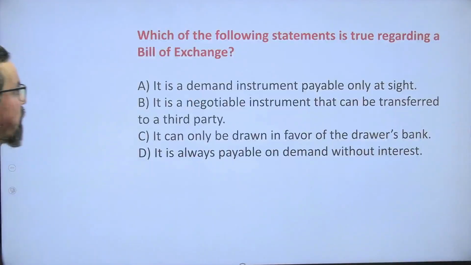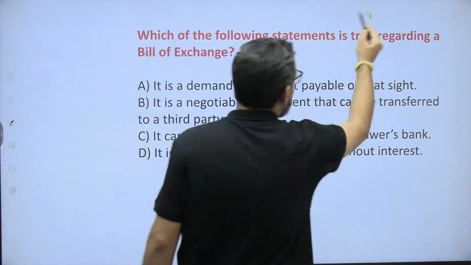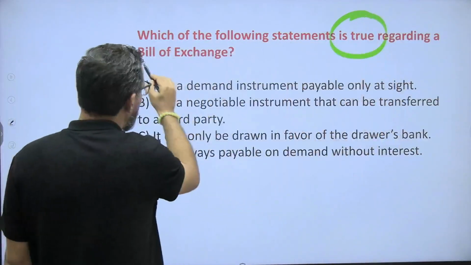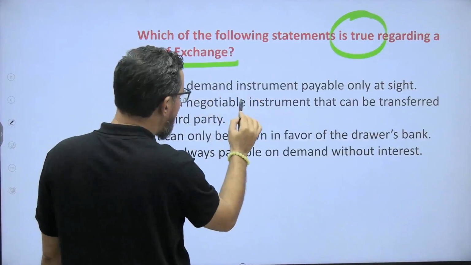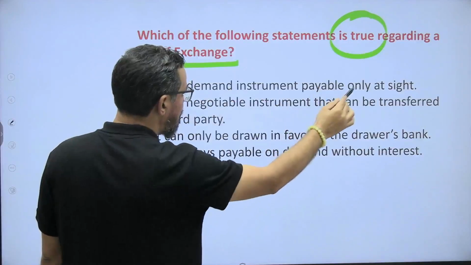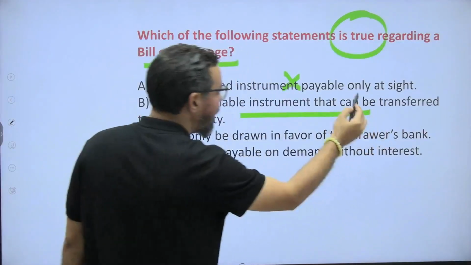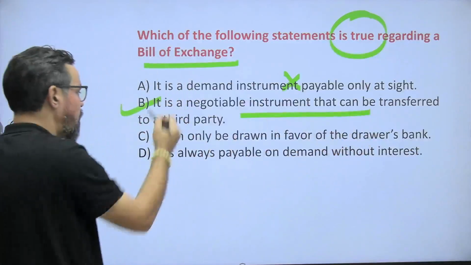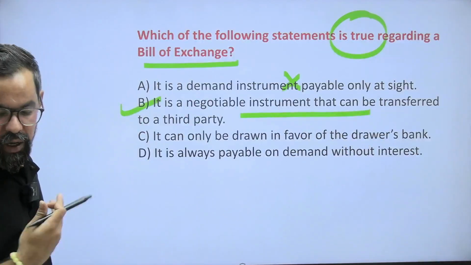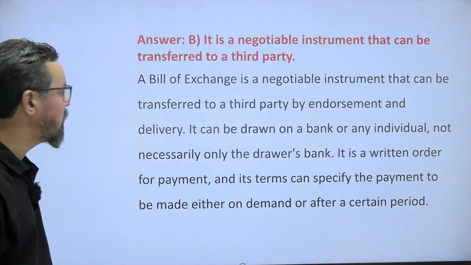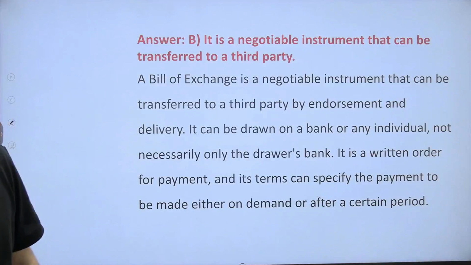Next one. Which of the following statements is true regarding the bill of exchange? It is a demand instrument payable only at sight. No. It is a negotiable instrument that can be transferred to a third party. 100% true. That is called endorsement. Okay, so that is generally known as endorsement. Next one, guys.